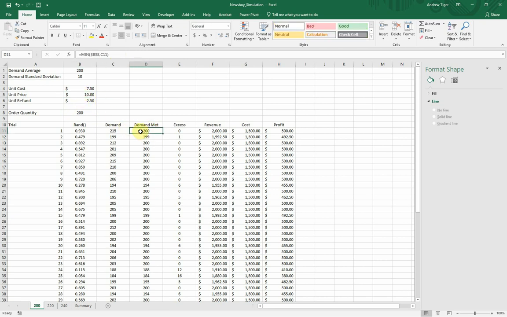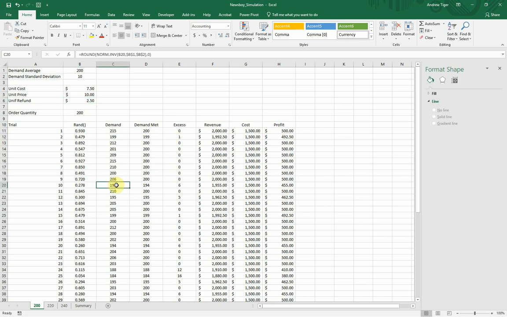But I also have salvage value or refund value. If I have an extra one, like this time, the demand is 199, so I sold 199. Well, I have one extra, and the producers are willing to take that back for me and give me $2.50. So I've also got an excess that I can sell back for my refund.